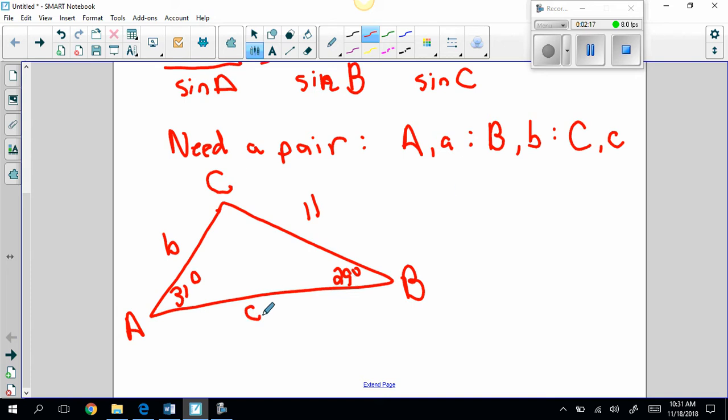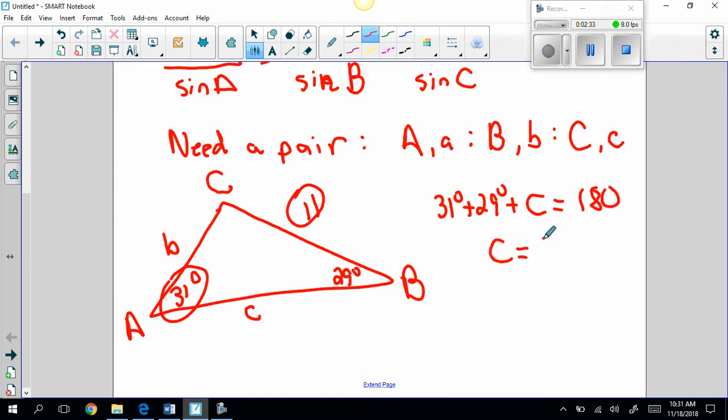First of all, do I have a pair? Yeah, I have an A and a little a, therefore law of sines. Clearly, I know all three angles because 31 degrees plus 29 degrees plus angle C equals 180. Angle C is 120. There we go. Now all we need is little b and little c, so we go side finder.